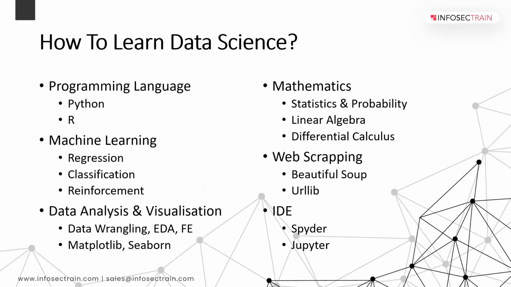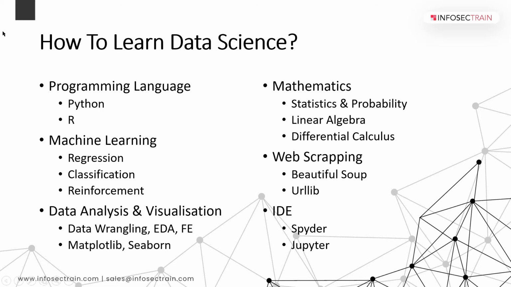Now, how to learn data science. These are the things you should know. First, at least one programming language you should know. In data science, two programming languages are used most of the time by experts and beginners alike. One is Python, the most useful programming language for data science, and the second one is R. You can even go for Java or Scala, and for big data you can go for Spark and Hive.